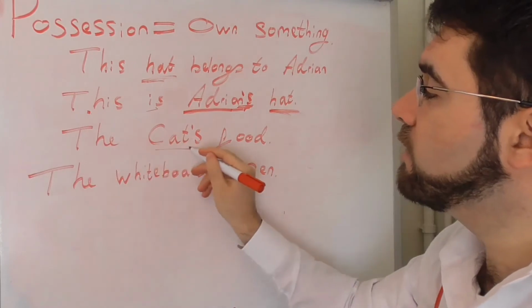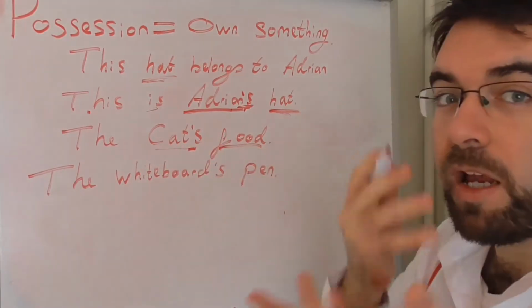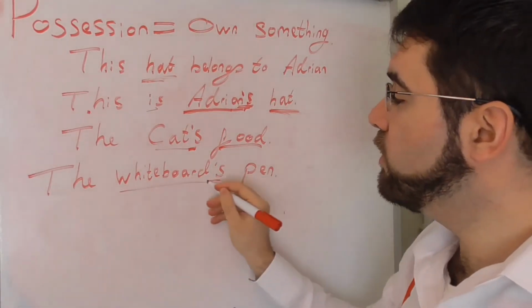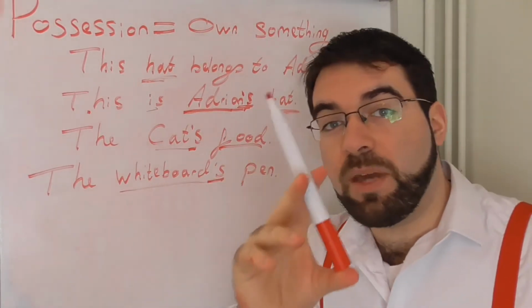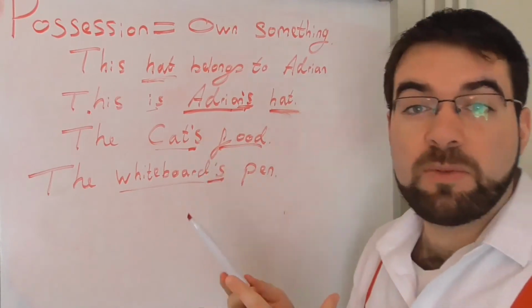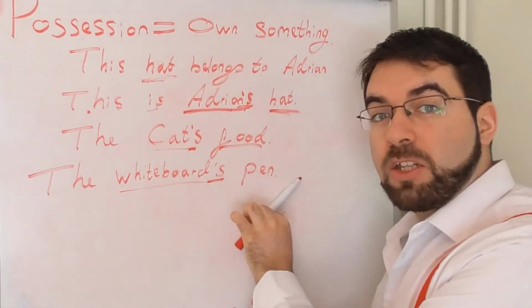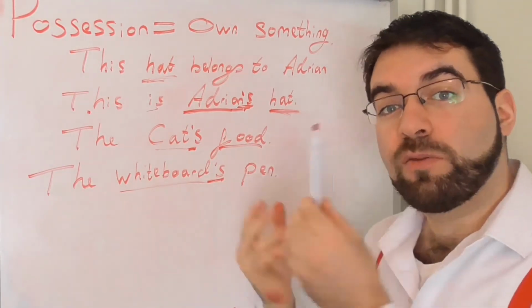The cat's food. Meow. The whiteboard's pen. This pen belongs to the whiteboard. They kind of go together. Not like the whiteboard physically owns it. It's just, this is the pen you use for the whiteboard.